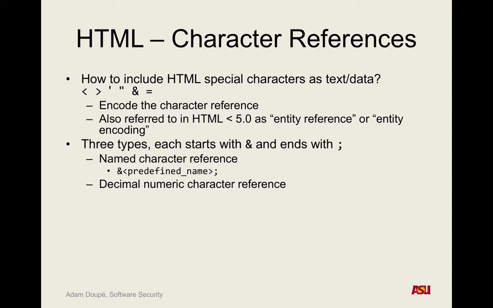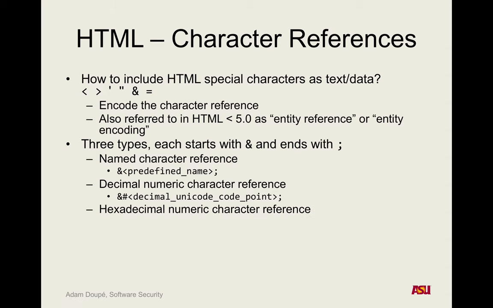You can also reference, just like URI encoding, the decimal Unicode code point. This is how you include Unicode in HTML pages. For decimal, you include a hash, so you do ampersand hash, and this is decimal. For hexadecimal, you do ampersand hash X, and then the hexadecimal Unicode code point.